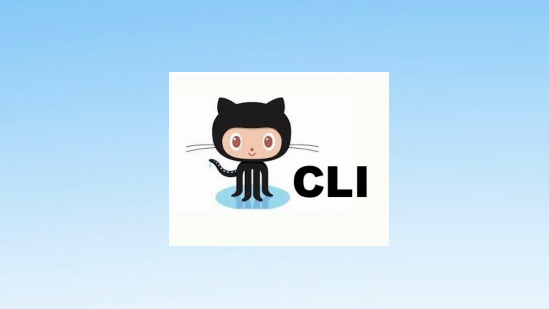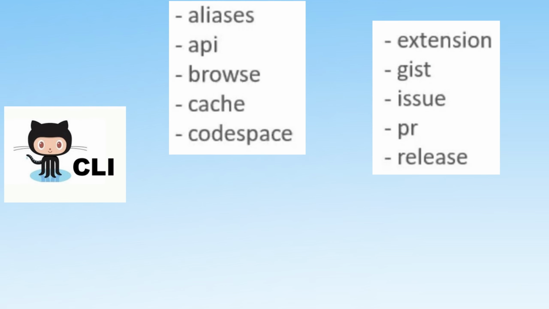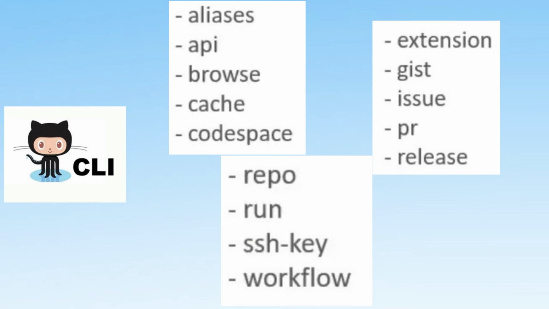Some of the commands offered by the GitHub CLI are alias, api, browse, cache, codespace, extension, gist, issue, pr, release, repo, run, ssh-key, workflow, and more.